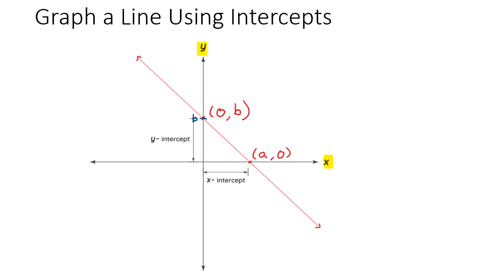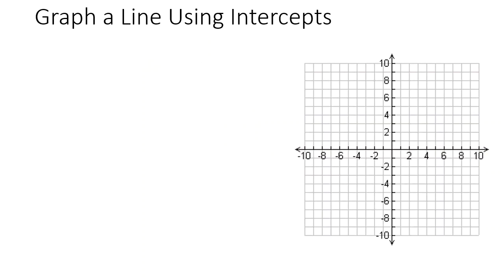So we're going to take advantage of the fact that we have a 0 for the x value in our y-intercept and a 0 for the y value in our x-intercept to graph lines in a quick, easy way. So let's say we have the equation of a line. Let's do 2x plus 3y equals 12. All right, and let's say we want to graph this.